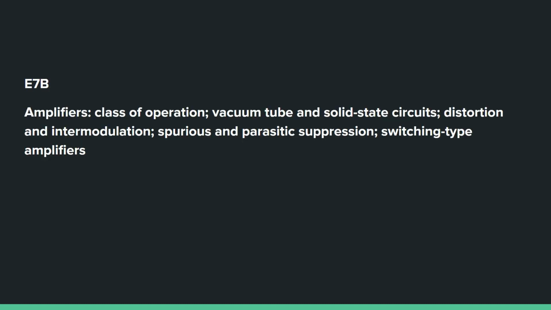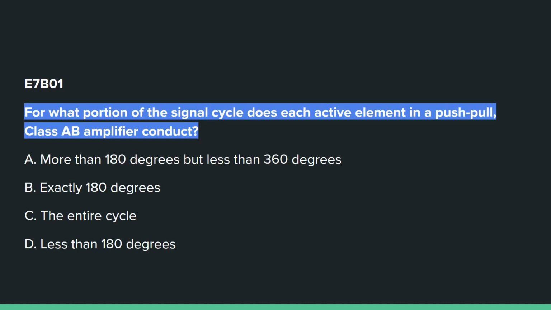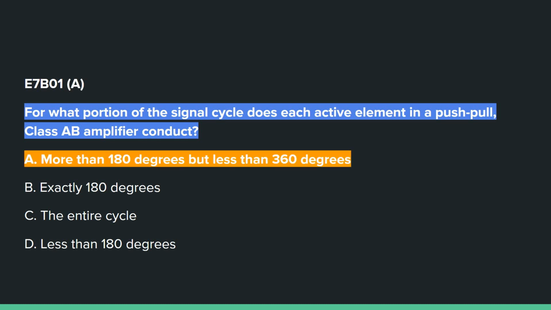E7B, amplifiers, classes of operation, vacuum tube and solid-state circuits, distortion and intermodulation, spurious and parasitic suppression, switching type amplifiers. E7B01, for what portion of the signal cycle does each active element in a push-pull class AB amplifier conduct? A, more than 180 degrees but less than 360 degrees.